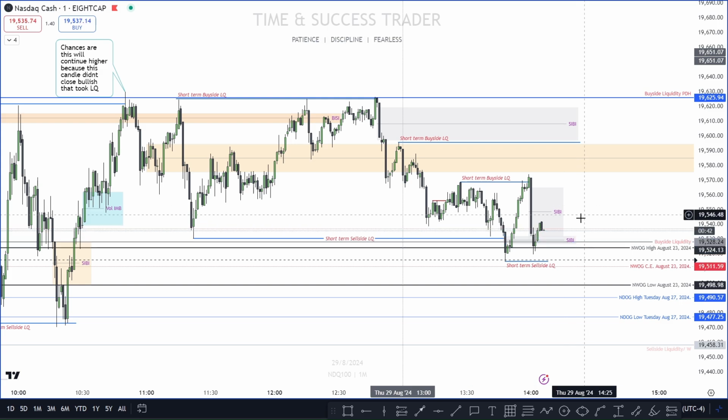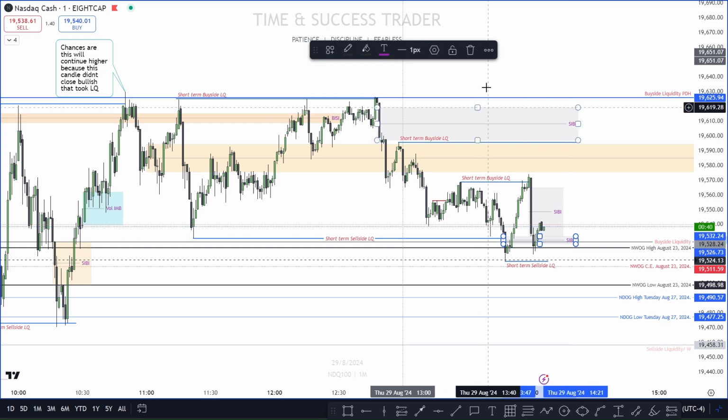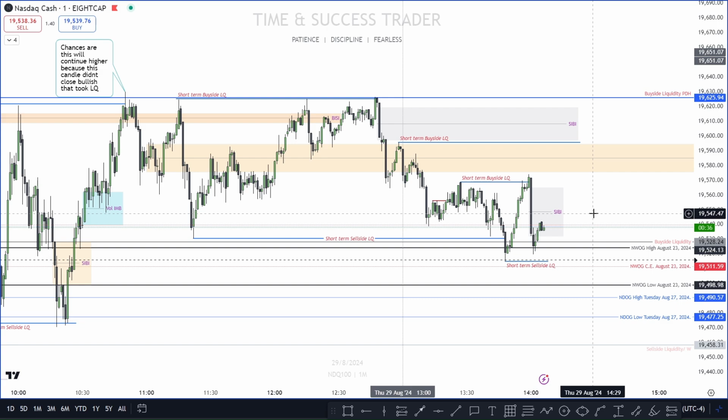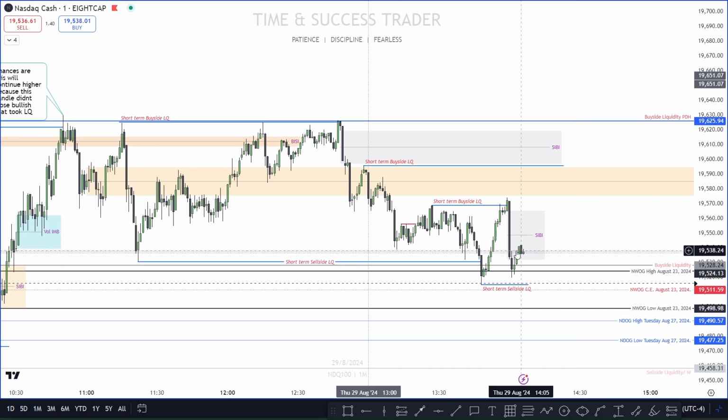So I think this fair value gap has been used up for me, so we can turn our focus to this one, make our charts play, since this is the one that we're focusing on, and then look for price to come down to here.